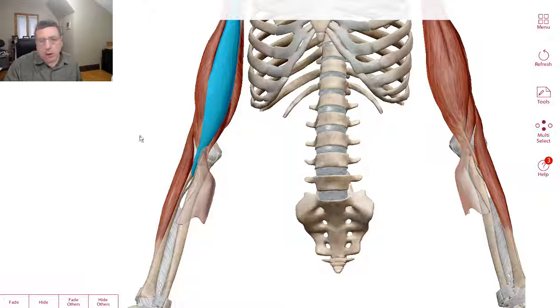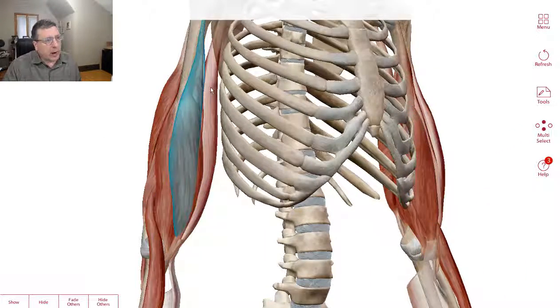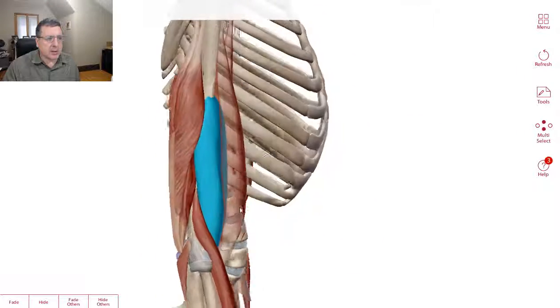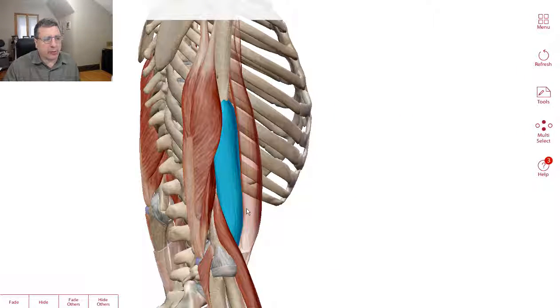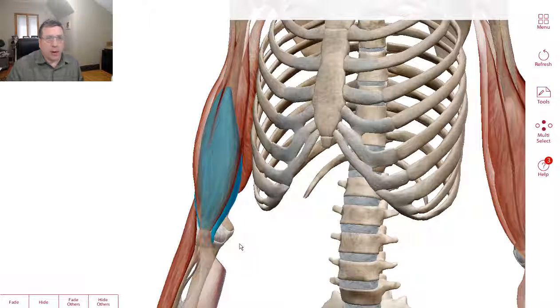The next one is going to be the brachialis muscle. Superficially, we have our long and short heads of the biceps brachii. Deep to that is the brachialis. So we're kind of looking at it lateral to medial. You can see the biceps is anterior, and the brachialis is deep to that. The brachialis is also going to be dealing with elbow flexion.